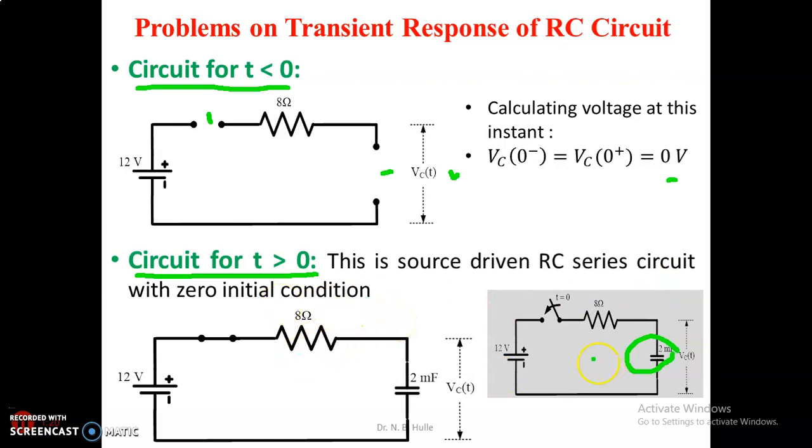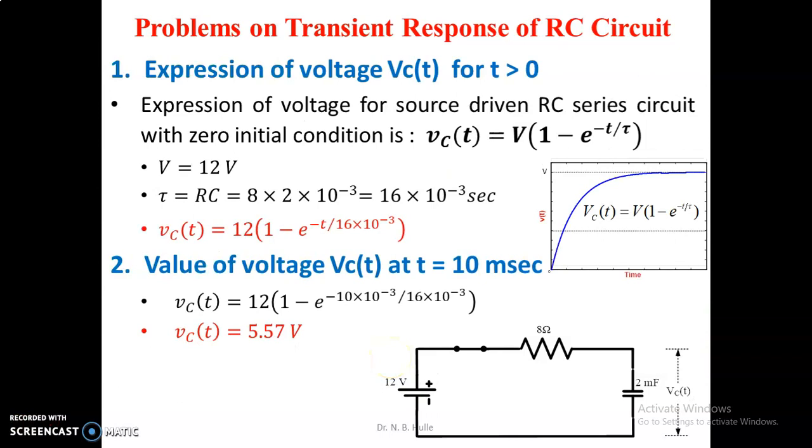In that particular case, we have this source as it is, this 8 ohm resistance, and this is the capacitor, and here this switch is closed at t is equal to 0, and we are interested in finding the transient response of the RC series circuit. To begin with the first point, we are interested in calculating the expression of voltage Vc of t for t greater than 0, and this is the case of a source driven RC series circuit with 0 initial condition.